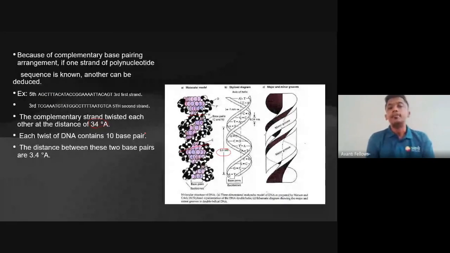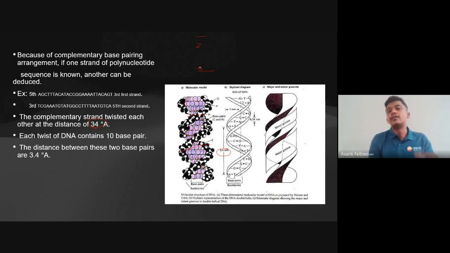Or you can see that if I start counting from one turn to another turn, what I can see is there are base pairs 1, 2, all the way till 10. So there are around 10 base pairs per turn.